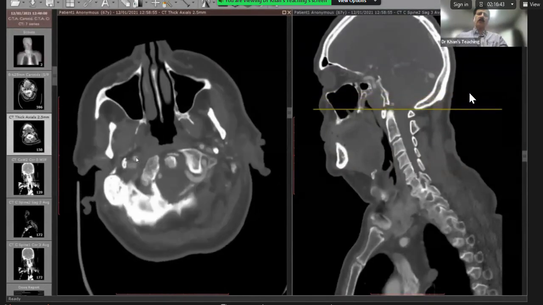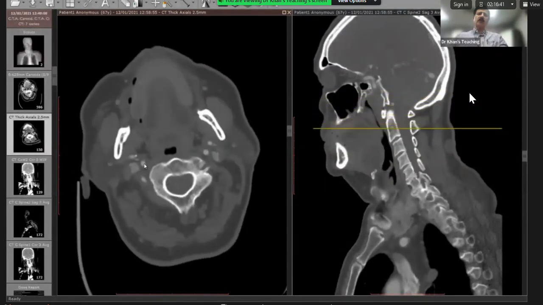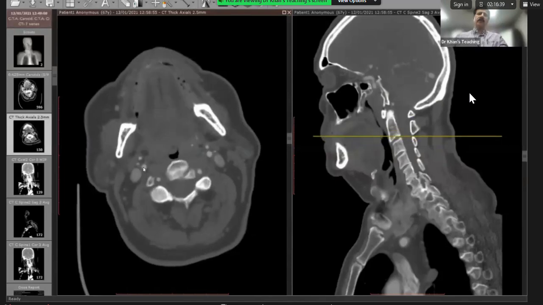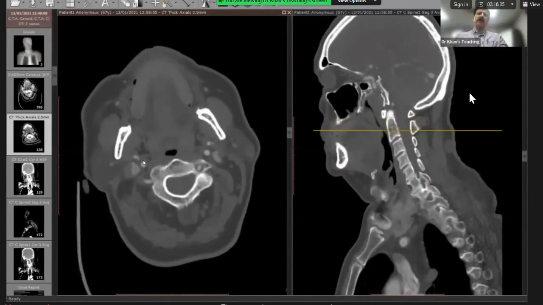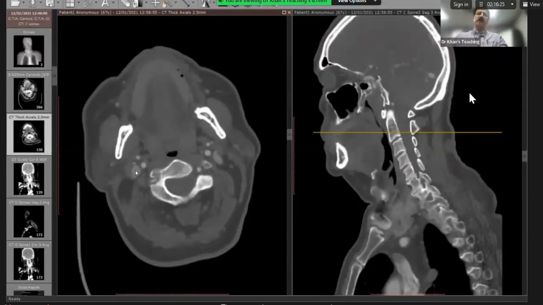Let me trace it backwards. So this is the internal carotid artery. If you see here, this is the carotid artery and this is the jugular vein, and everything here together is in the carotid space.